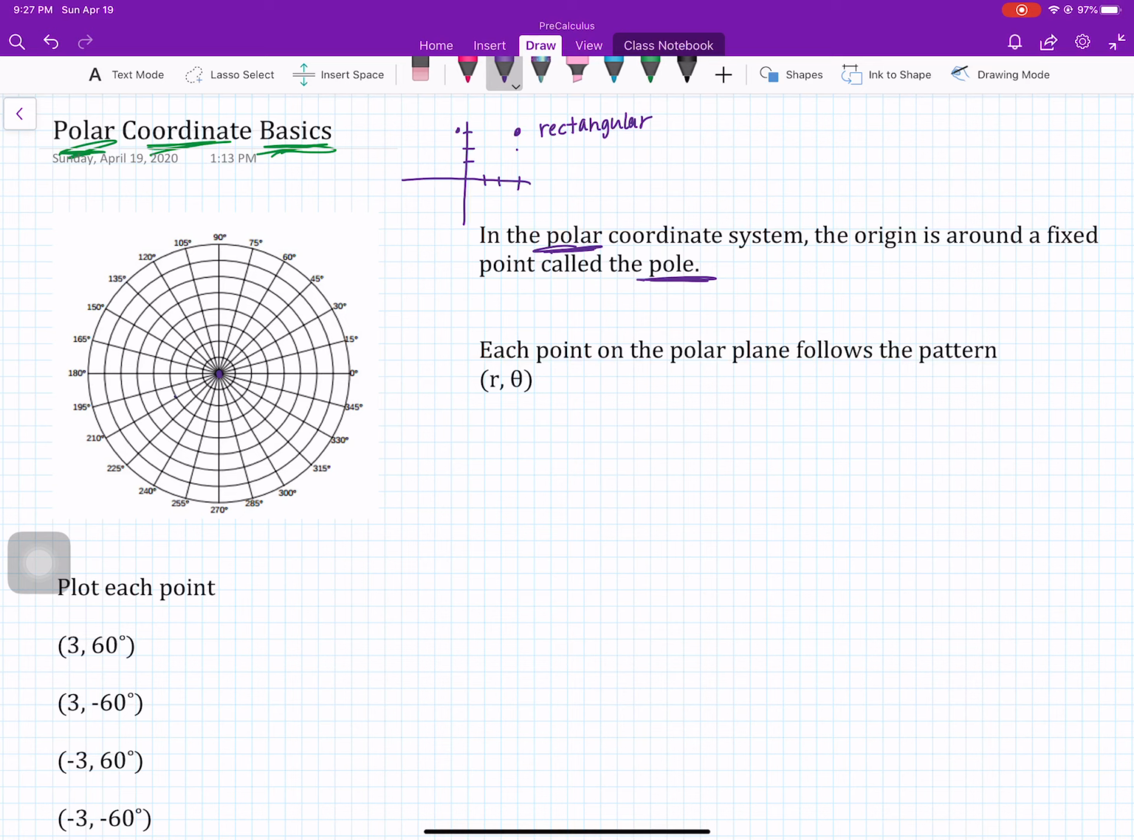This time, you are going to be given an R, which stands for radius. So that indicates the ring that you're on. Sometimes people call it a ring, 1, 2, 3, 4, counting from the center. And then a theta. So this is just an angle of rotation.